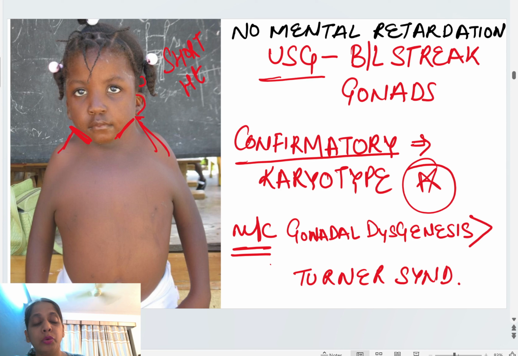Here I want to tell you the cause of primary amenorrhea. Most common cause of primary amenorrhea is gonadal dysgenesis, and one of the causes of gonadal dysgenesis is Turner syndrome. So if gonadal dysgenesis is mentioned in the list of the most common cause of primary amenorrhea, you are going to mark gonadal dysgenesis, and if only Turner syndrome is there, then you are going to mark Turner syndrome.